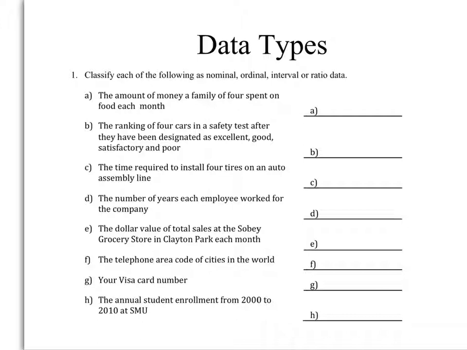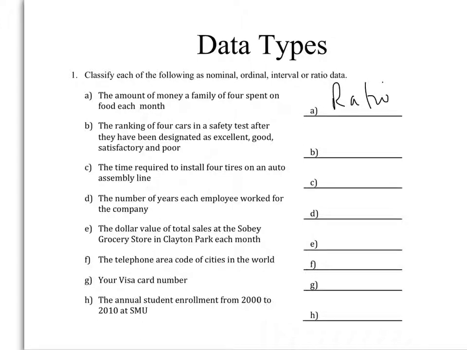So let's look at the first one. The amount of money a family of 4 spent on food each month. So if you think about it, that's quantitative. And is there an absolute zero? Yes, there is, because if you think about $0 spent, that means that you spent nothing. If you spent $100 in one month and $300 in another month, then you spent 3 times more than the first month. So in this case, this would be an example of ratio data.